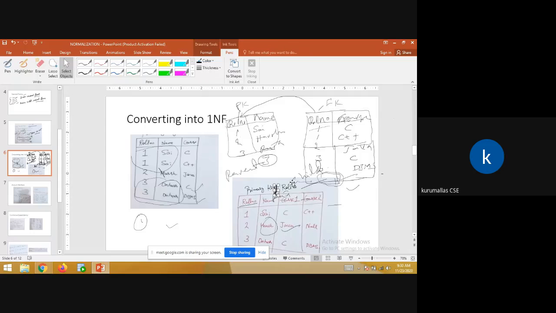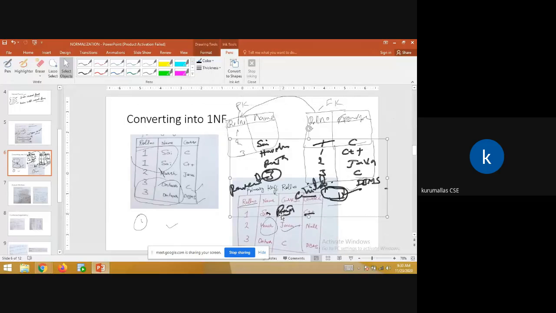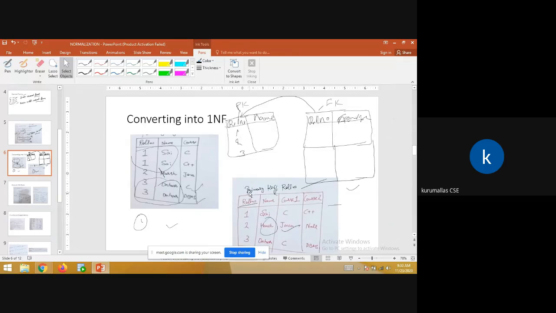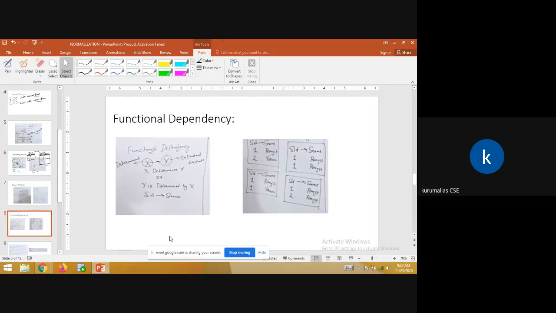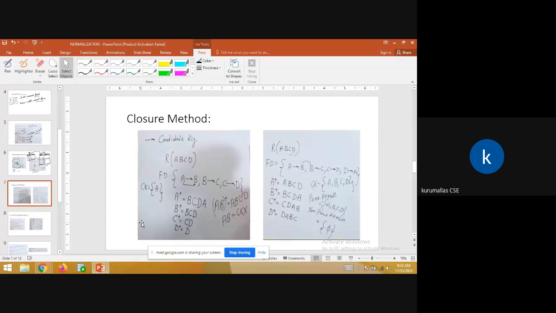This is for first normal form, right? So here, the second normal form, what is second normal form? Before going to second normal form, we have to know the primary basics of the second normal form. So this is also very, very important for your exams.